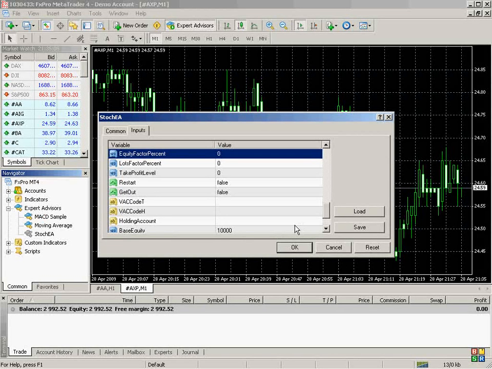Similarly, the opposite would also be true. They work independently, so that you can have any amount in either of the fields. If you'd like, you can also leave them at 0. Let's move on to base equity, take profit level, and restart.